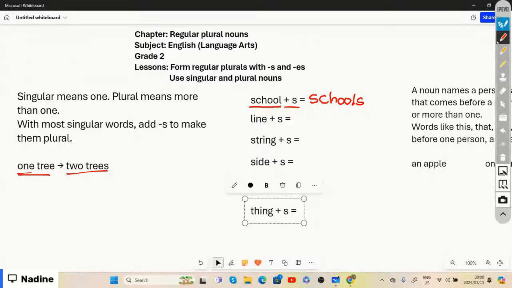Line plus S. What is line plus S? If line is one, it refers to a singular line. Once we add an S, then it refers to what? So we have line plus S, and if we add S, then it will be lines.